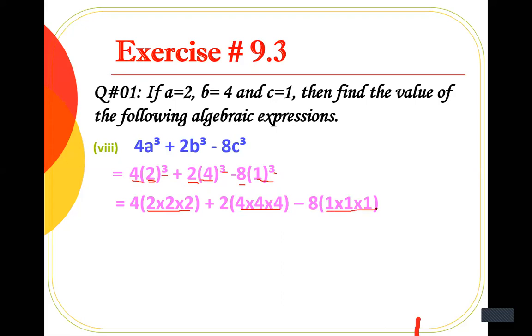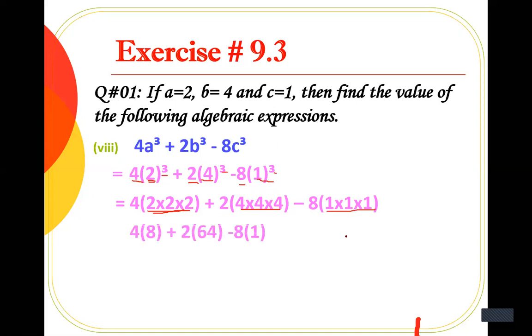Okay, now again, you have to solve the brackets first, meaning you have to multiply the numbers that are written inside the bracket. So you will multiply these numbers first. Your coefficient will remain the same, do not touch your coefficient. So 2 multiplied by 2 will be 4, and 4 multiplied by 2 will become 8. Similarly, 4 multiplied by 4 is 16, and 16 multiplied by 4 is 64, and 1 multiplied by 1 will be 1.